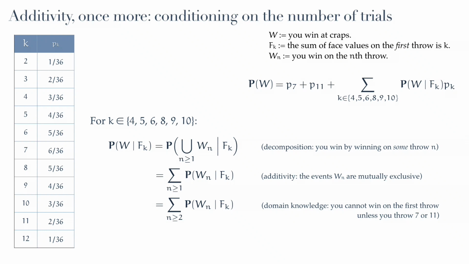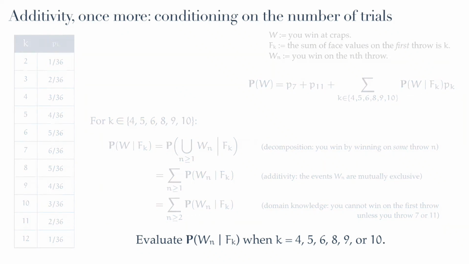All right, we reduce the problem further. So now the conditional probabilities that we need to compute are obtained as a sum of conditional probabilities. And so the final piece of the puzzle now is for us to evaluate the conditional probability of winning on the nth trial when you have thrown k on the first trial. And we're interested in particular for the cases where k is 4, 5, 6, 8, 9 or 10, where the trials will continue after the first trial.